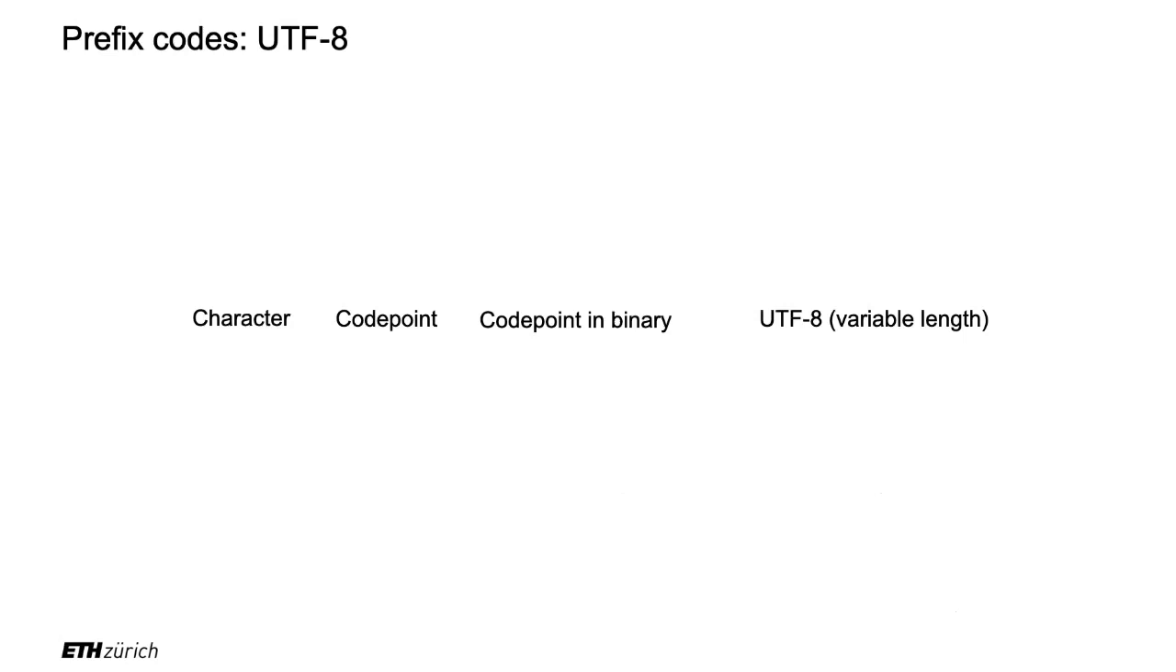It's that simple. If you have an encoding that satisfies these constraints, then you have a prefix code. That's why it's called a prefix code. There is another kind of prefix code that is widespread.